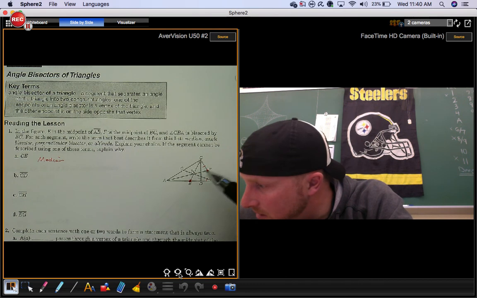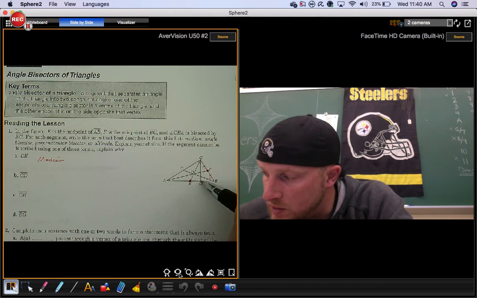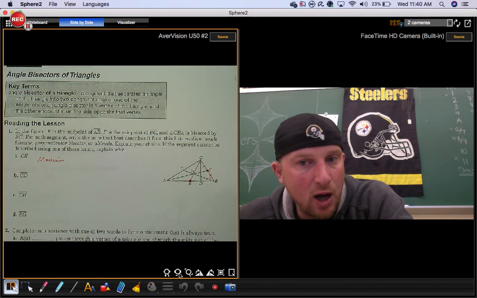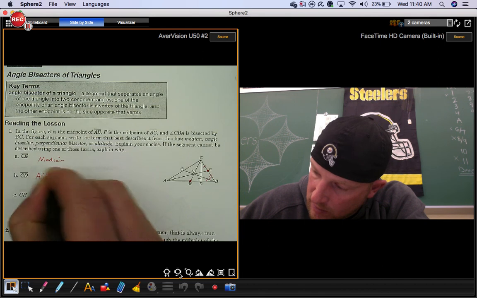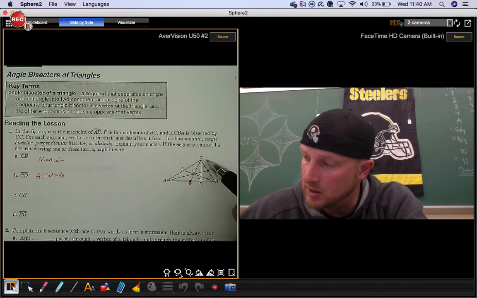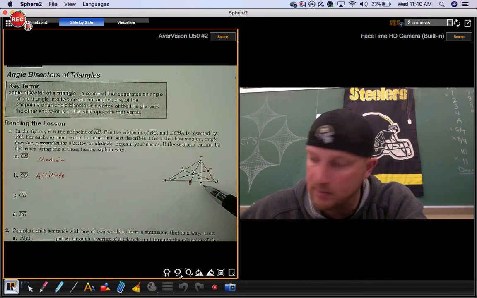Segment CD, that's this segment. It touches a vertex, and it also makes a right angle with the side opposite of it. That's what an altitude is. So that's how you would explain it. Touches a vertex, and it makes a right angle with the opposite side.